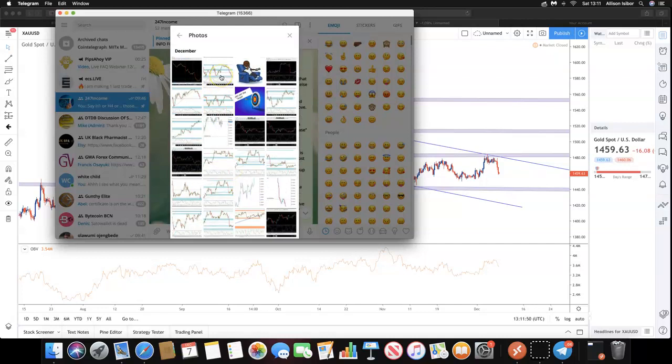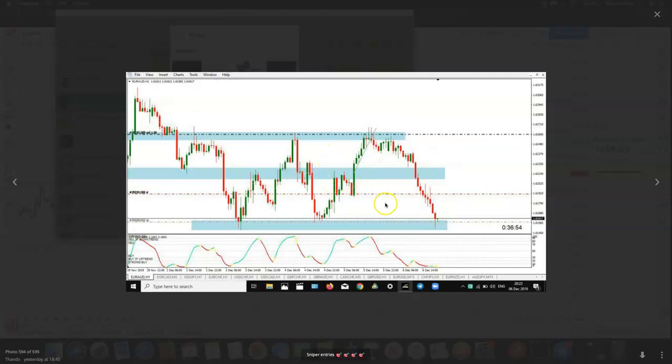This is something from another member, and it was just the 6th of December. You can see how he marked out his chart as well. Previous areas of support now becoming resistance. You just can't lose, and he took it all the way for a very, very nice profit.